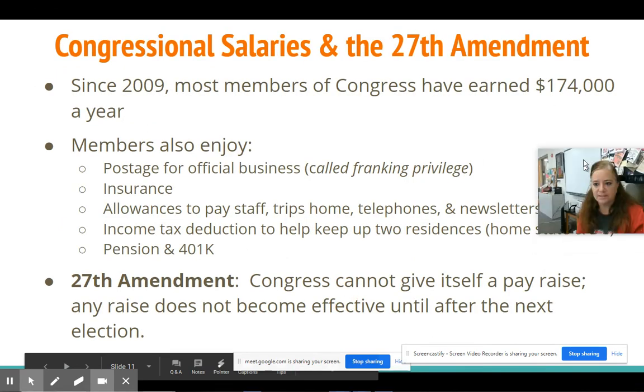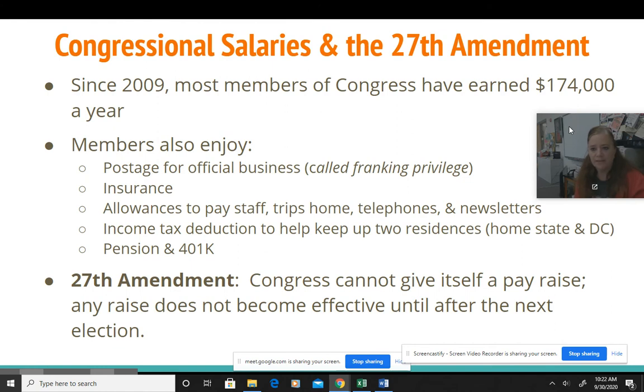Okay, salaries. So how much do our congresspeople make? You see some of the salaries of our congresspeople, and there's the whole thing with the Trump tax thing that just came out. But Congress members make $174,000 a year. That's what they make from working in Congress. They do get some benefits like postage for anything that they send out for official business. They get insurance and a 401k.